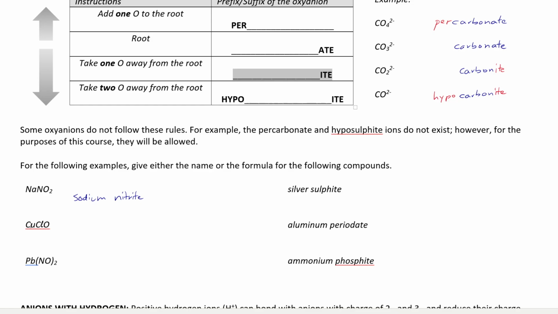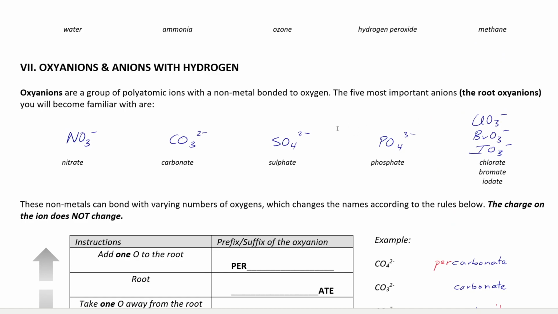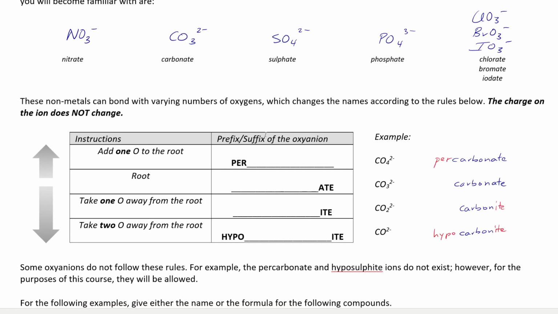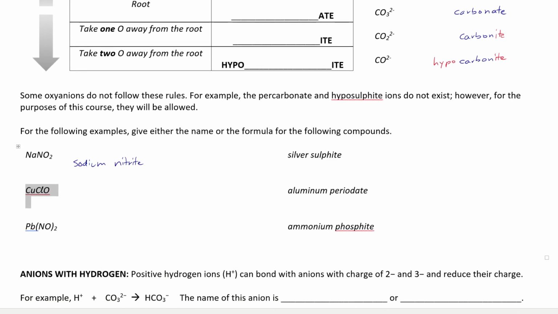Next one, CuClO. So ClO, the root for that obviously is the chlorate, which is ClO3 minus. So I have taken 2 oxygens away from the root. So now this ClO will actually be called hypochlorite, because chlorate was ClO3 and now it's ClO, so there's 2 oxygens away, so we write hypochlorite.